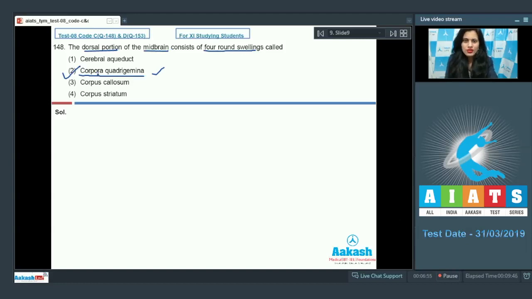Now let's discuss the rest of the options. The very first option given is cerebral aqueduct, and this is an incorrect option because a canal called cerebral aqueduct passes through the midbrain. The next option is corpus callosum, and this is an incorrect option because the tract of nerve fibers which connects the 2 cerebral hemispheres is called corpus callosum. And the last option is corpus striatum, and this is an incorrect option because the largest nuclei in basal ganglia is corpus striatum, which regulates planning and execution of stereotyped movements. So the correct answer to this question is option number 2. The 4 round swellings are called corpora quadrigemina, which are present in the dorsal portion of midbrain. Now let's discuss our next question.